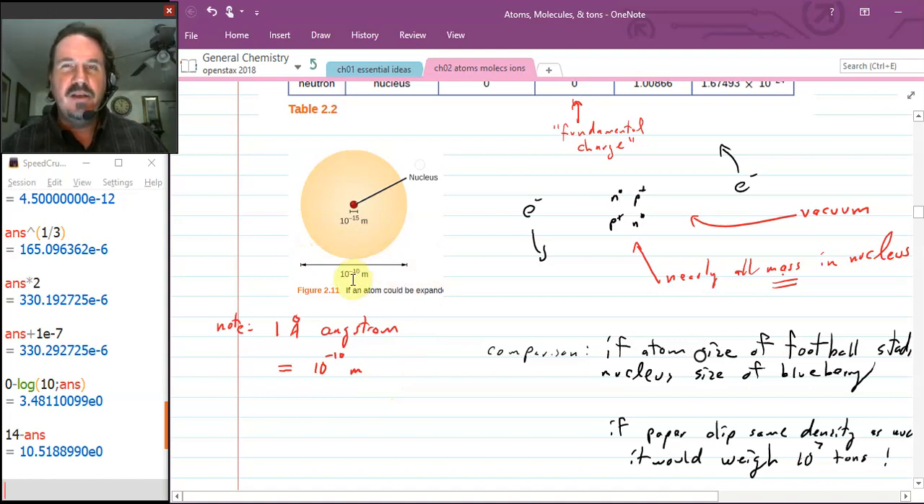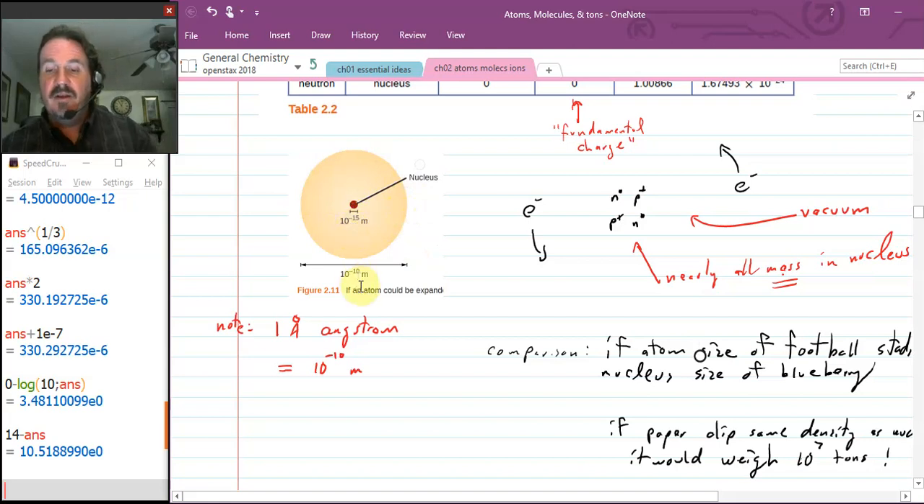What about that nucleus, that little teeny pinpoint of matter in the middle? 10 to the minus 15. So that's 10 to the 5th. 10 times 10 times 10 times 10 times 10, right? That's 100,000. 100,000 times smaller than the diameter of the whole atom. So again, that's tiny. Very tiny little thing sitting in there.